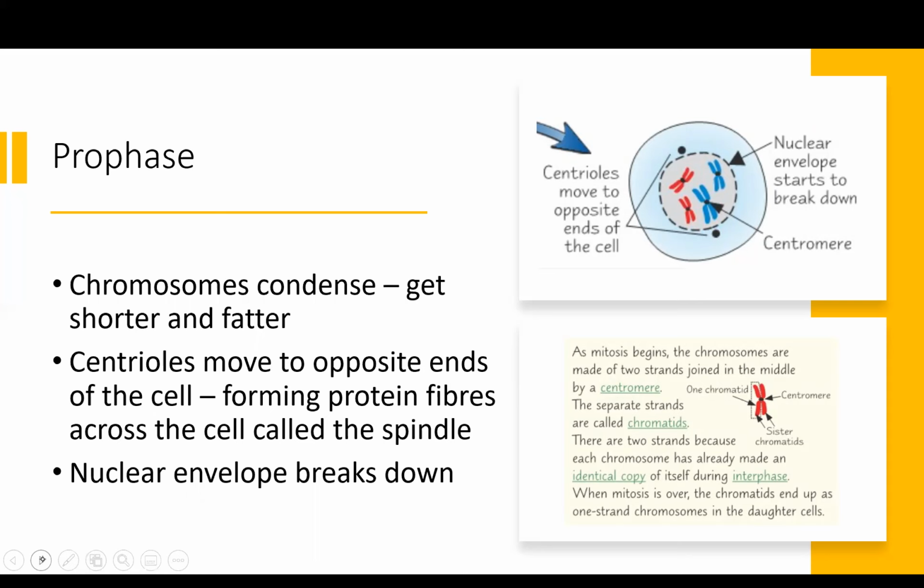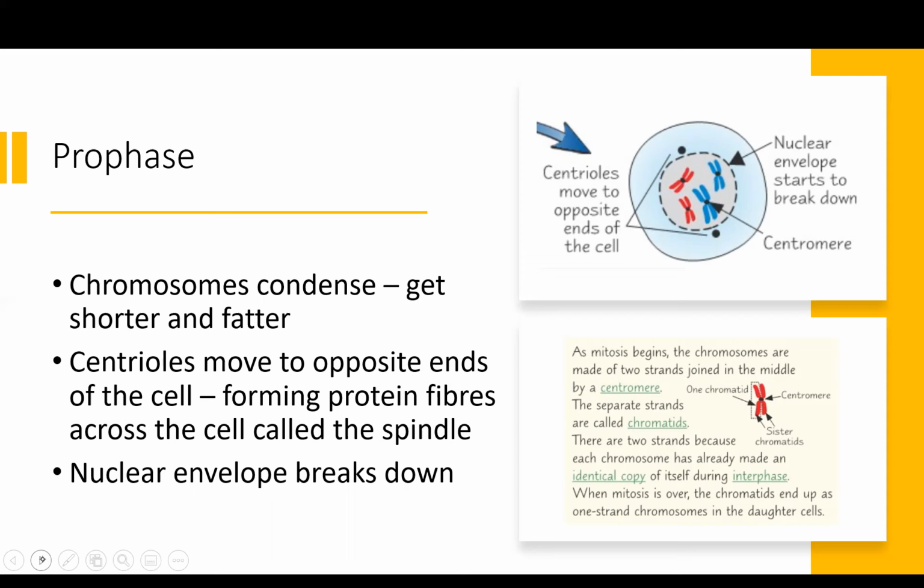The nuclear envelope, which is the membrane around the nucleus, breaks down, and now chromosomes lie free in the cytoplasm. So in prophase, our chromosomes condense, our centrioles move to opposite ends of the cell, and the spindle fibers start to form. Nuclear envelope starts to break down.